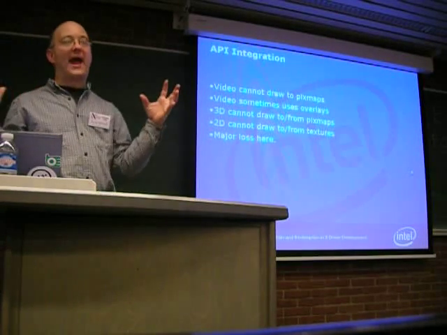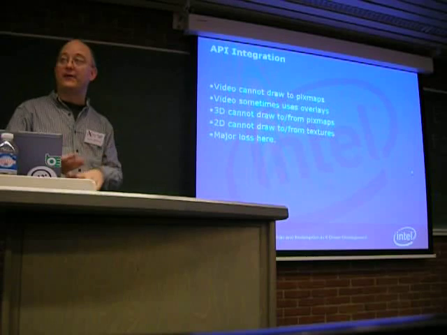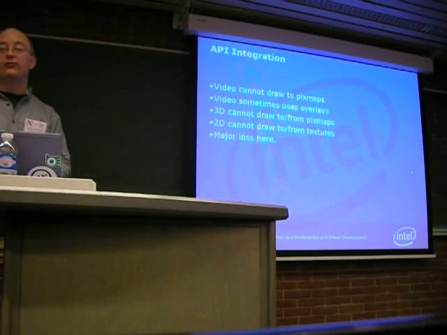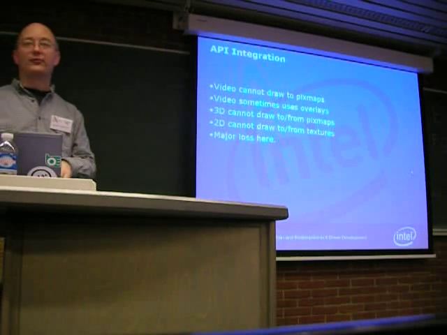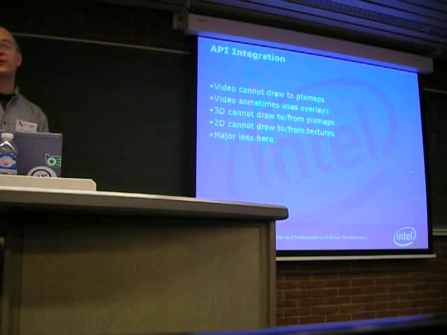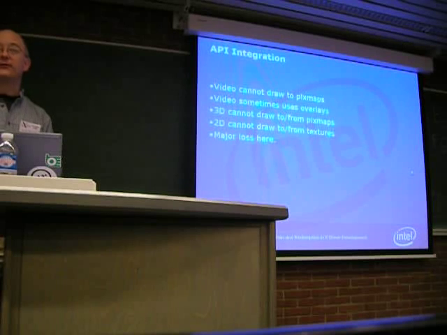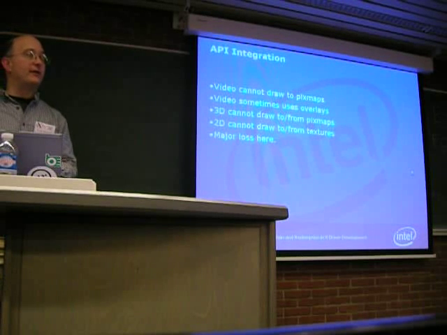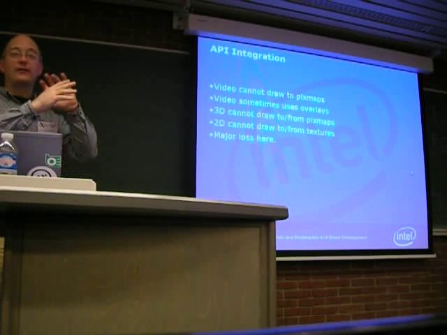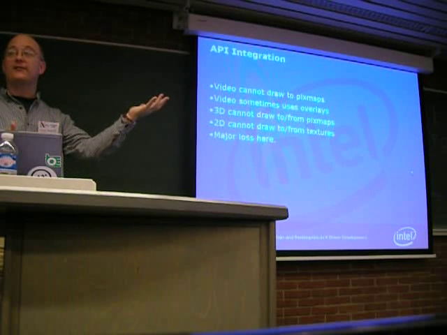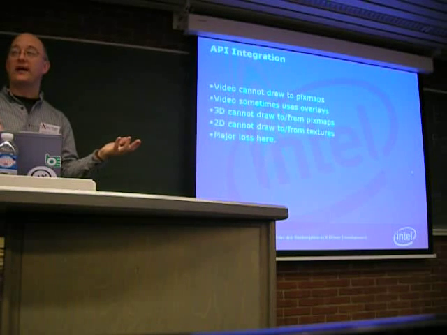API integration. This is where I have these three different APIs. I have a video API, XV. I have a 2D API called Render. I have a 3D API called GL. They all talk about different objects. The video can't draw to pixmaps. So if you try to have a video application painting into a pixmap so that your application can take that pixmap and paint it somewhere else, that doesn't work today.